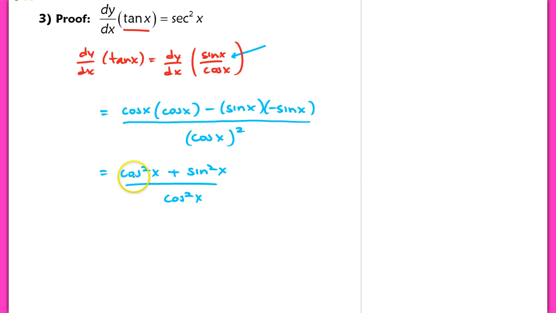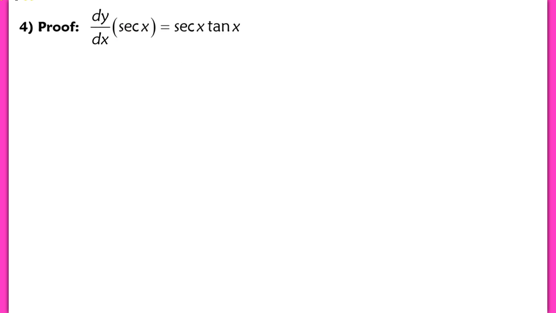Now in the numerator, cosine squared x plus sine squared x, this is a very nice identity. That's just equal to 1. So I have 1 over cosine squared x. Well, 1 over cosine squared x we know is equal to secant squared x. So we've just shown now that the derivative of the tangent of x is equal to secant squared x. Pretty sweet, huh? All right, we have one more proof that we're going to work through.